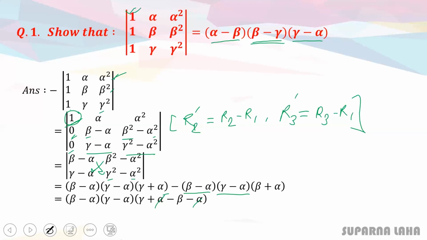But here beta minus gamma is given and alpha minus beta is given. So adjust this to minus and write down the original determinant value, that is alpha minus beta, beta minus gamma, gamma minus alpha. Just adjust two signs, the sign of alpha minus beta and beta minus gamma. Here beta minus alpha is there and gamma minus beta is there. Just take minus common from these two. You will find the answer. So proved.